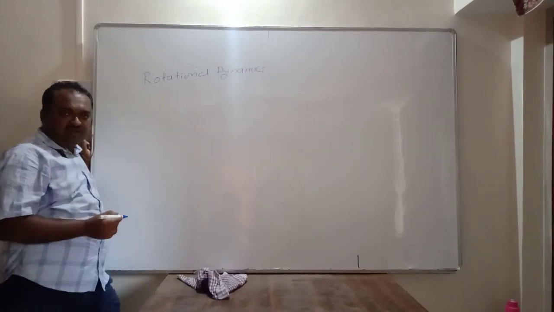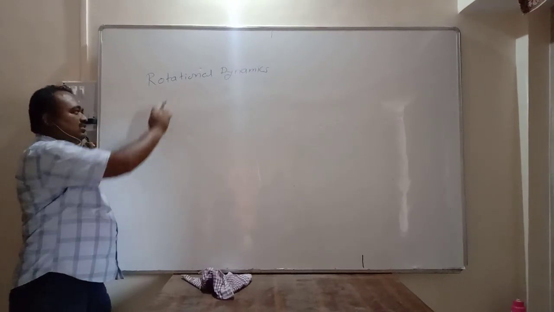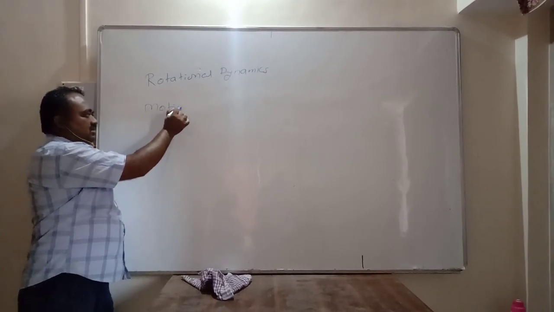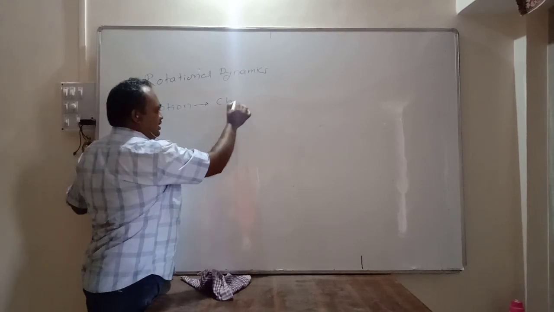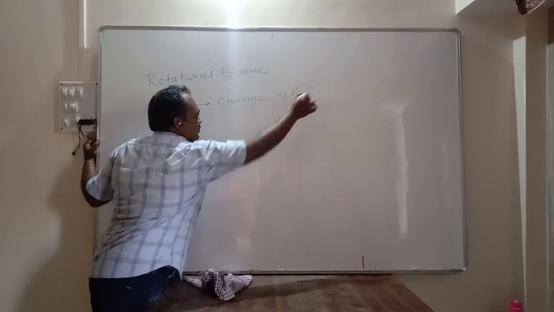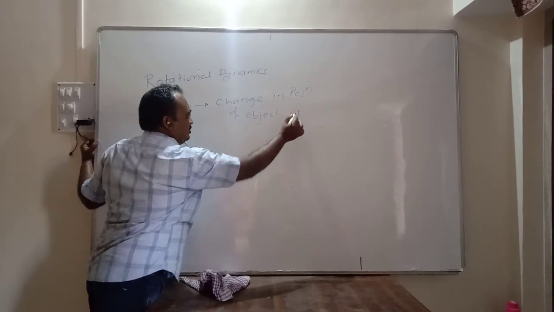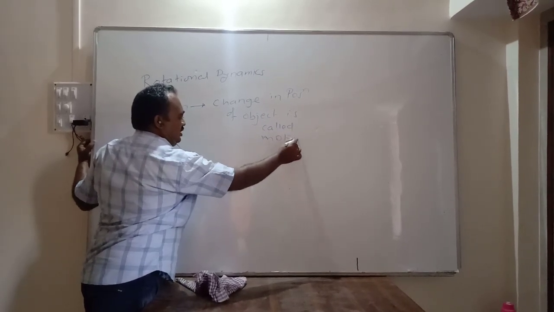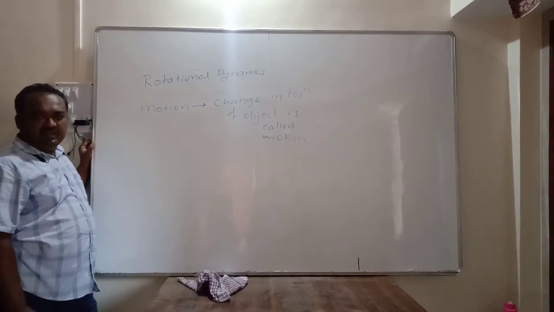It is the part of mechanics. Rotational dynamics, it is the part of mechanics. Okay, so first we will see what is the meaning of motion. This change in position of the object is called as motion. Change in position of object is called motion. Actually, this definition and its classification we have studied in the 11th.